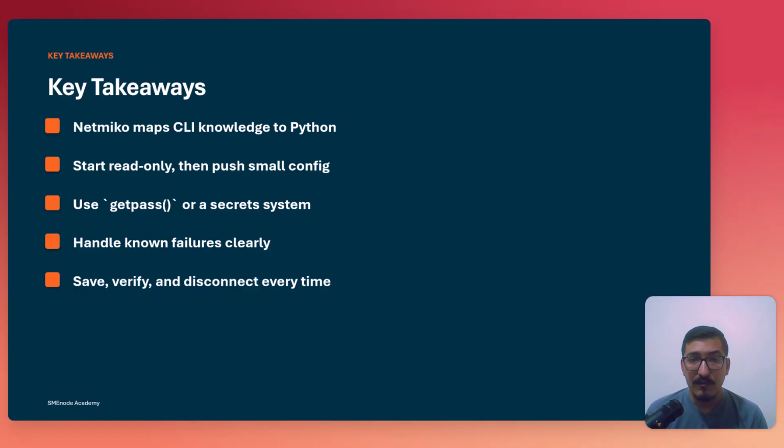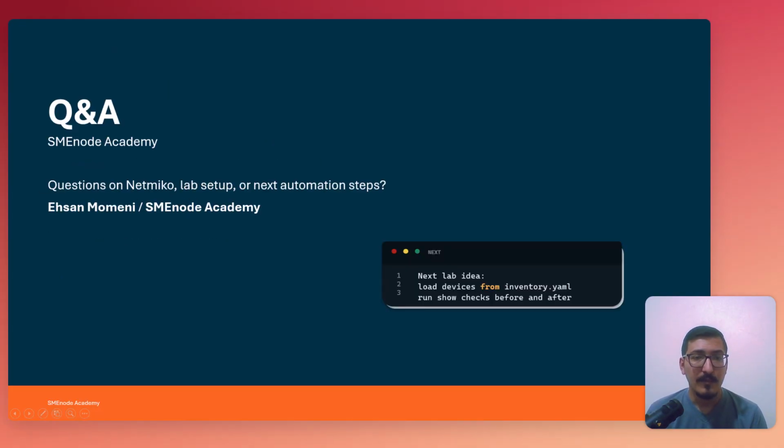Here's the short version. Netmiko maps your CLI knowledge into Python. Start read-only, and push a small config only after the connection works. Don't hard-code secrets. Handle known failures clearly, and every time save, verify, and then disconnect. That rhythm is what keeps automation controlled. That's the first Netmiko push. For the next lab, take this same script and load devices from an inventory.yaml file, run a show command before the change, push the loopback, then run the same show command after the change.